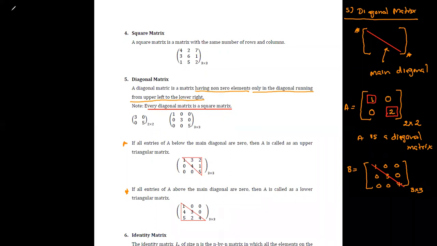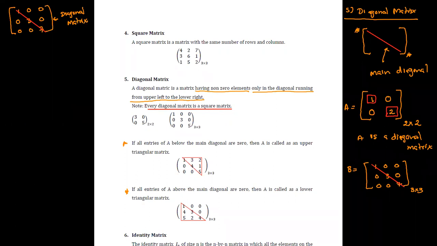If you look back at the diagonal matrix, it is like this: 1 0 0, 0 3 0, 0 0 7. Here we can see that all the values which are not on the main diagonal are zeros. Therefore, we can say this type of matrix is a diagonal matrix.